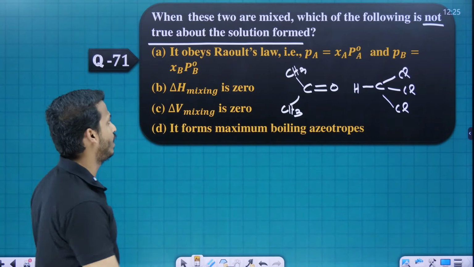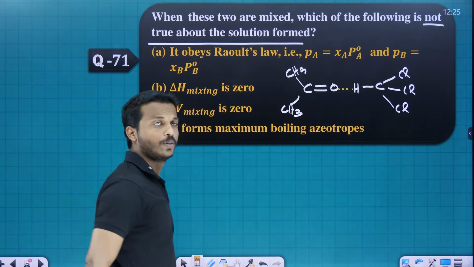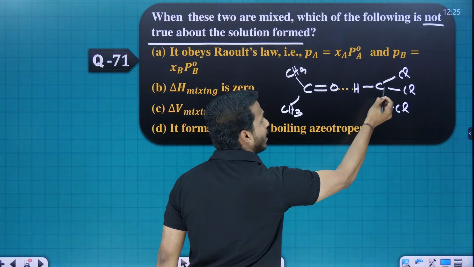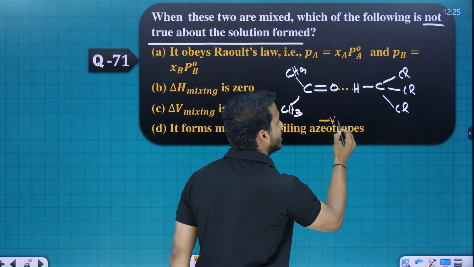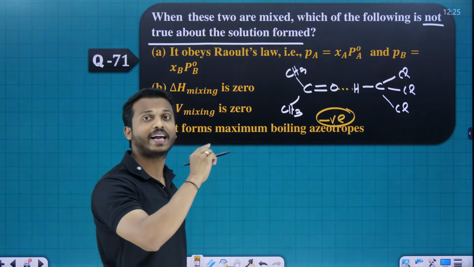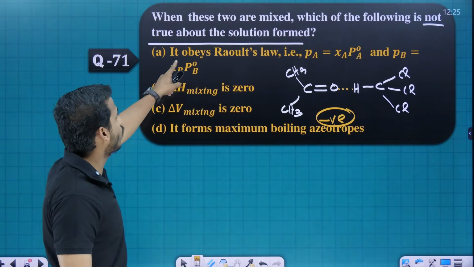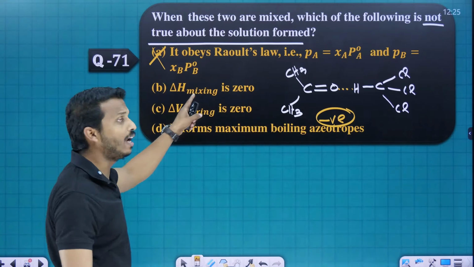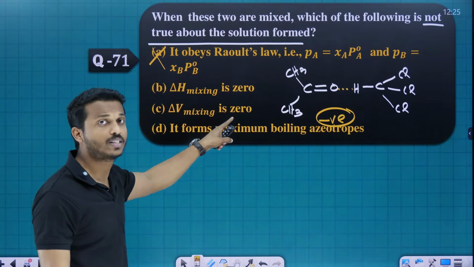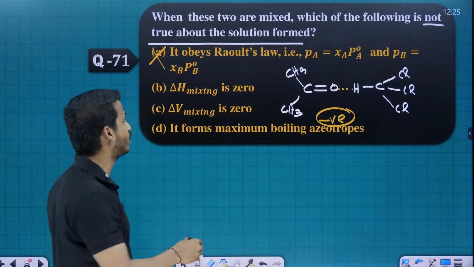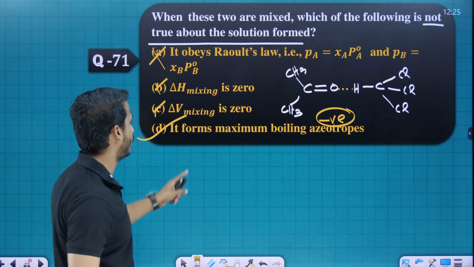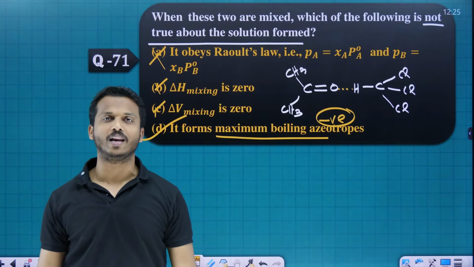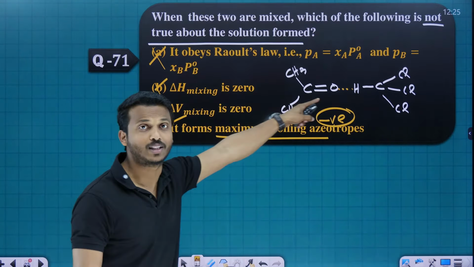Now here is the hydrogen bonding, an AB interaction. This is acetone and chloroform. Acetone and chloroform is an example of which deviation? Negative deviation. So it does not obey Raoult's law. Delta H mixing 0, delta V mixing 0, these are all for what? Ideal solution, right? Cut it. It's only one option. See, negative deviation forms which azeotrope? Maximum boiling azeotrope.